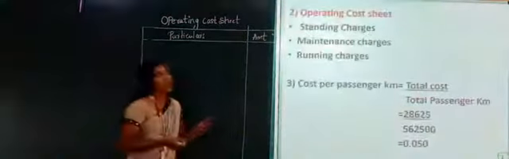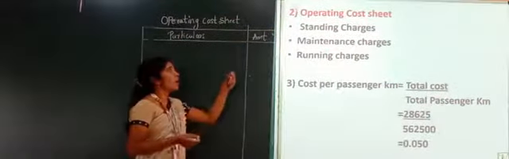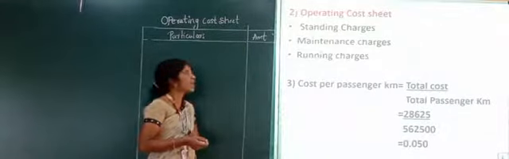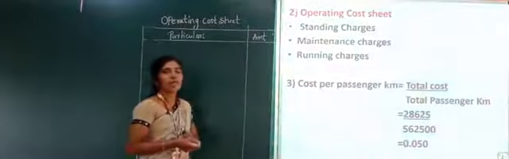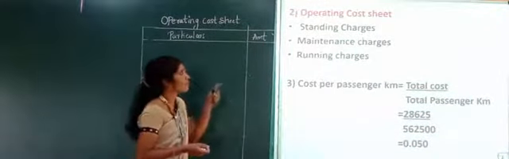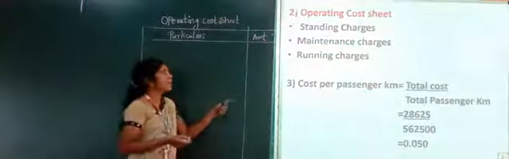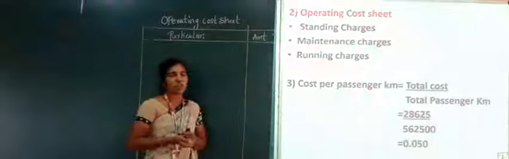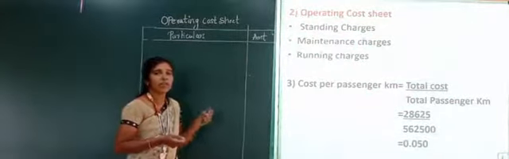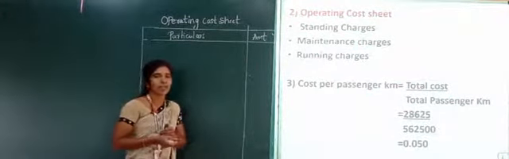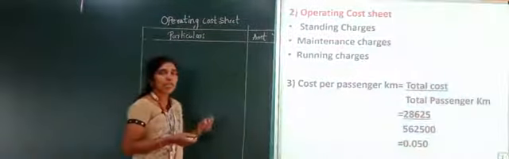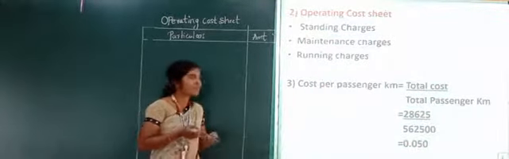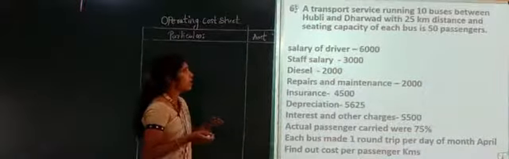Second step, here we have to prepare the operating cost sheet. In the operating cost sheet we take the cost under 3 parts: one is standing charges, second is maintenance charges, and third is running charges. Under these 3 parts we consider the operating costing, and also calculate the total operating cost. So let's see how to prepare the operating cost sheet.